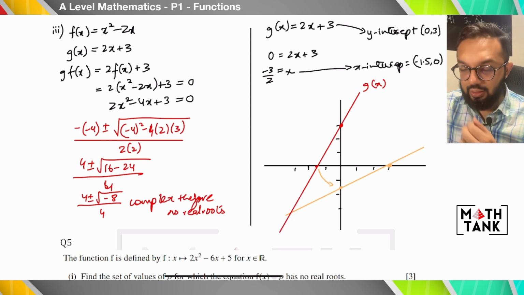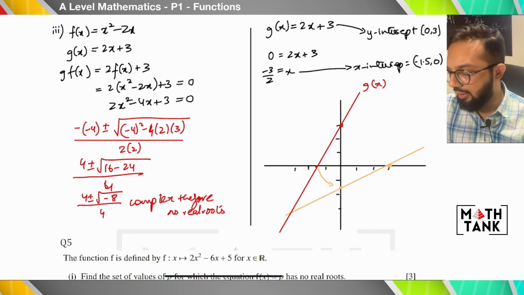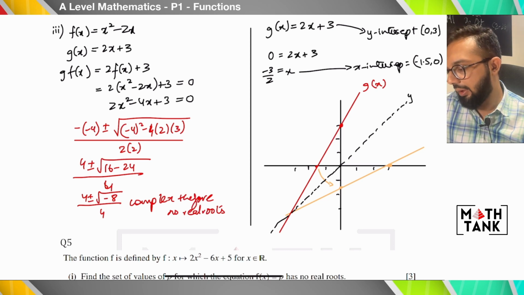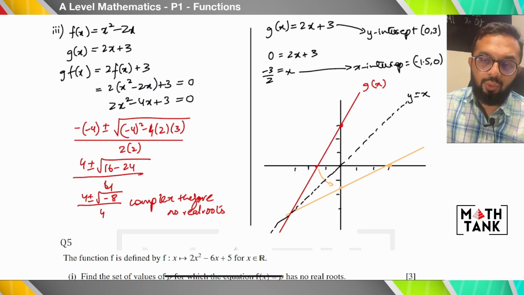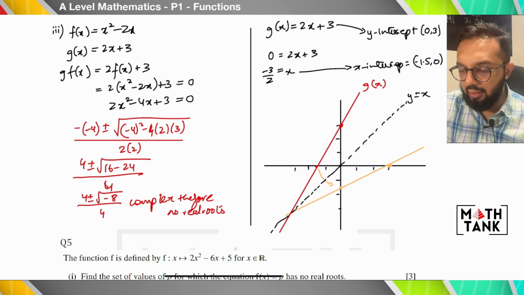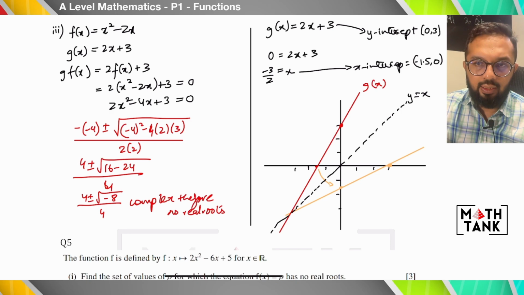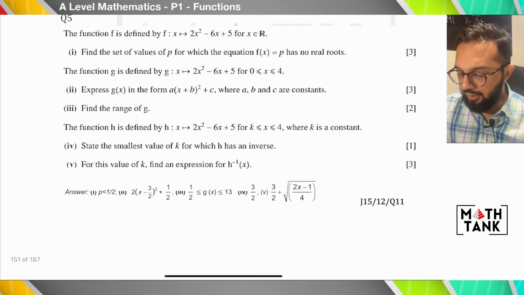And now, making clear the relationship, I know that it is a reflection in the line y equals x. So I make a dotted line here and label it y equals x. If you're not labeling it or not drawing the line, you will lose a mark unless you've stated it separately in a sentence. Okay, moving on to question number 5.